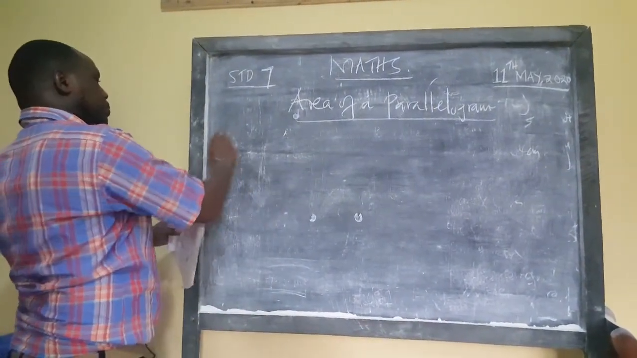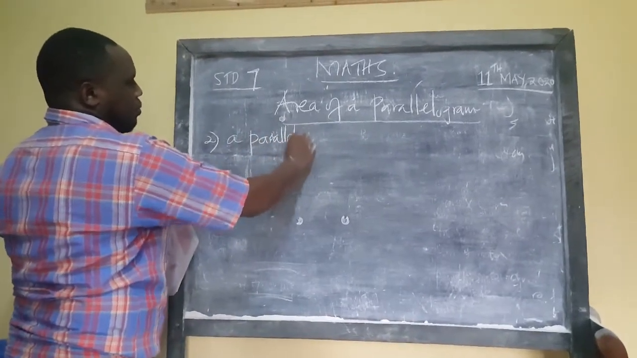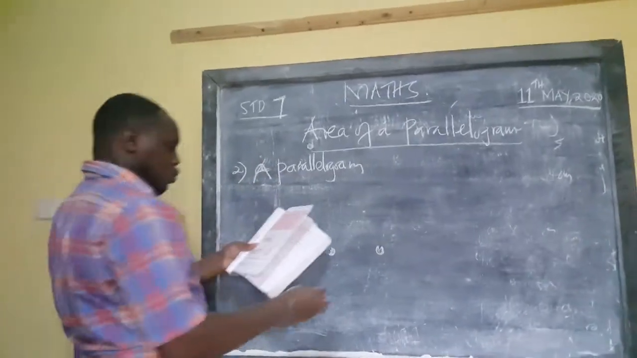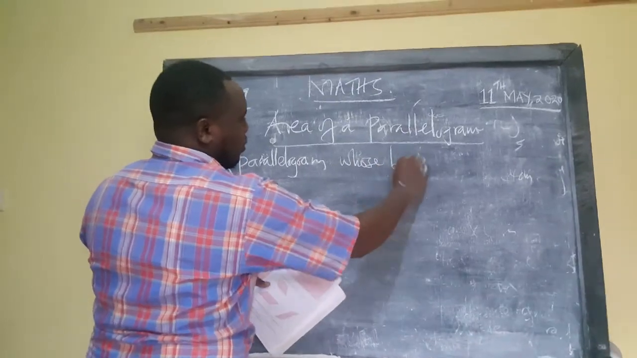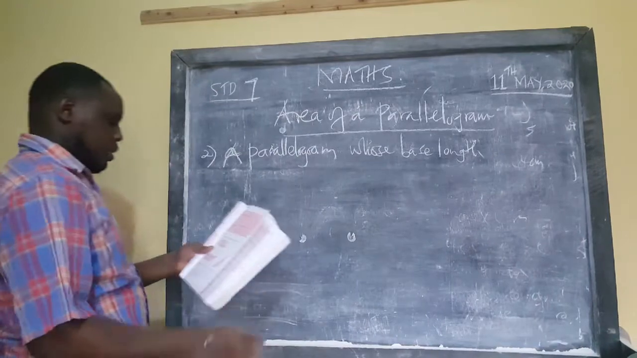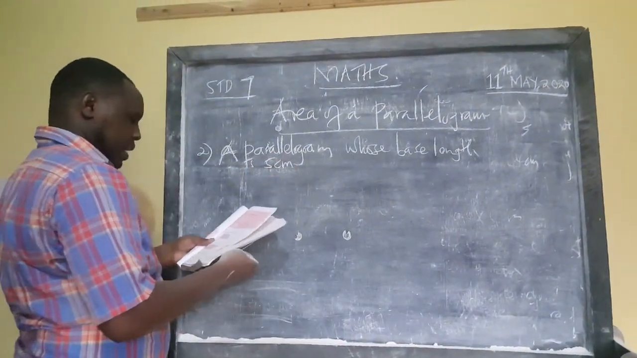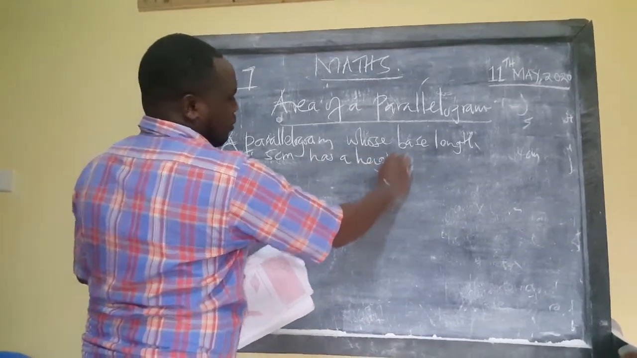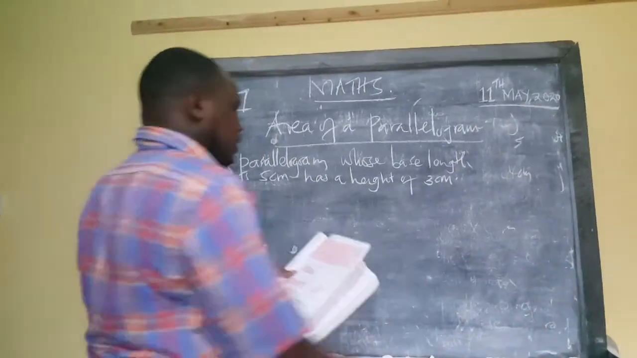A parallelogram whose base length is 5 centimeters has a height of 3 centimeters. Calculate its area.